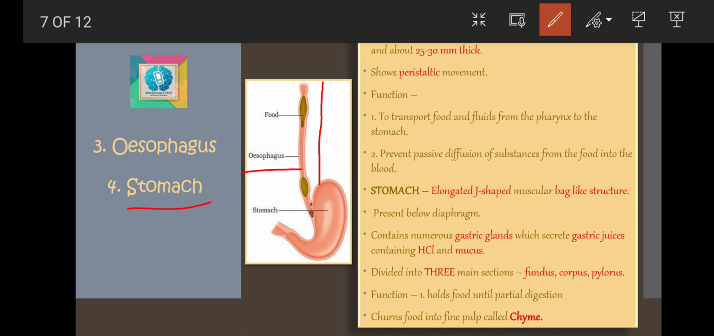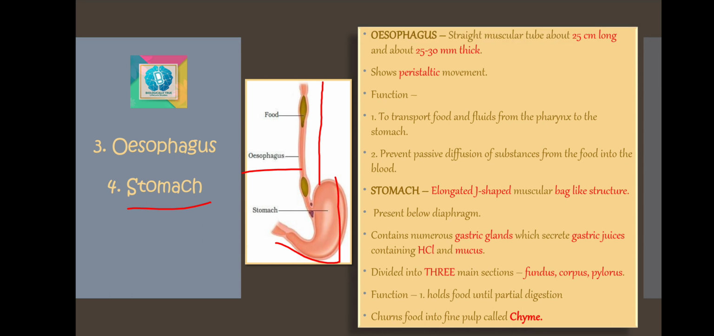It is an elongated, J-shaped muscular bag which lies in the abdominal cavity just below the diaphragm and behind the liver, mostly on the left of the median line of the body. Structurally, if we see, the stomach is divided into three main sections.